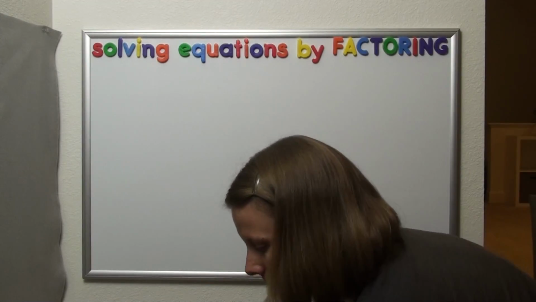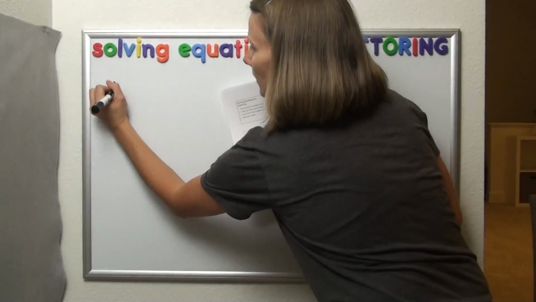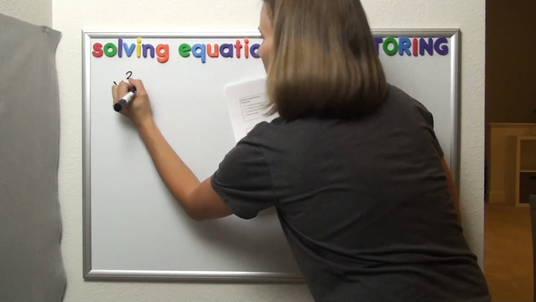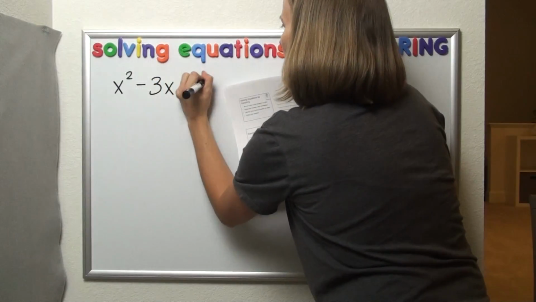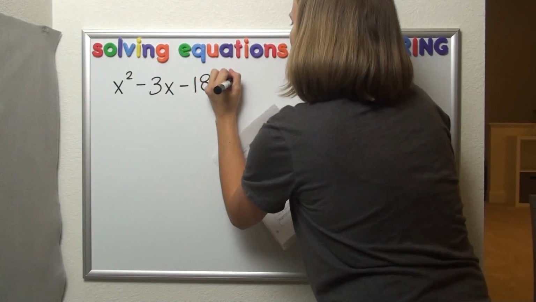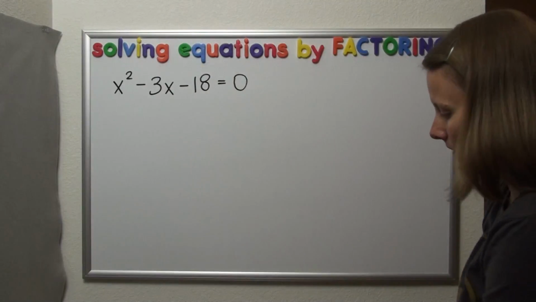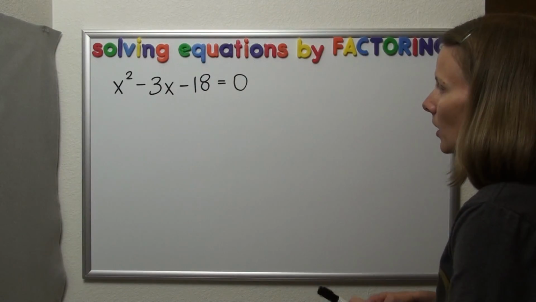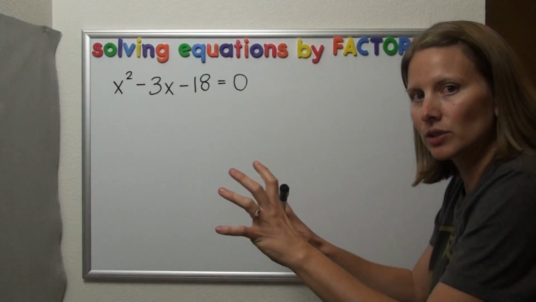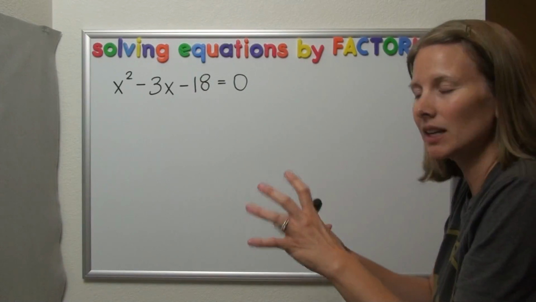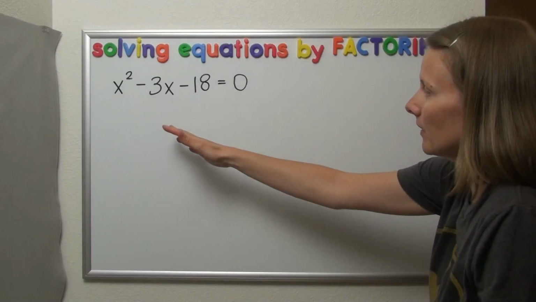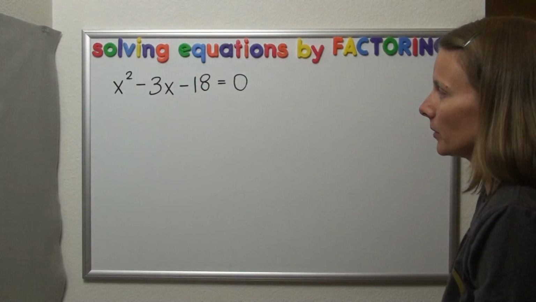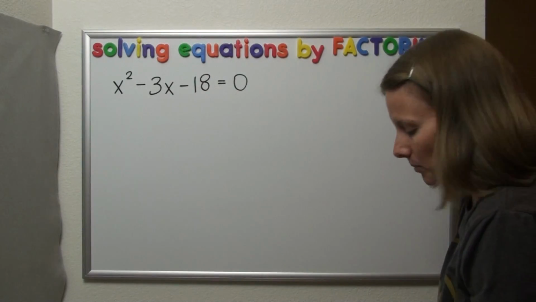Okay. So let's look at the quadratic equation x squared minus 3x minus 18 equals 0. So again, we had a 4-step process. The first step was that we wanted to push everything to one side of the equation. We wanted to set it equal to 0. And in this example, it's already done for us. Everything's on the left-hand side. It's already set equal to 0. So we can move on to step 2.